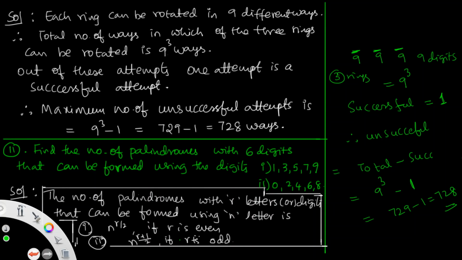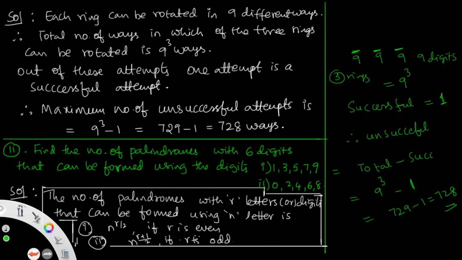In the same way, question number 11 uses the concept of palindromes. So what is meant by palindromes? Yesterday we already learned: if a number or a word reads the same from left to right or right to left, then such words are called palindromes. This question asks to find the number of palindromes with 6 digits that can be formed using the digits 1, 3, 5, 7, 9. And the second question uses 0, 2, 4, 6, 8.